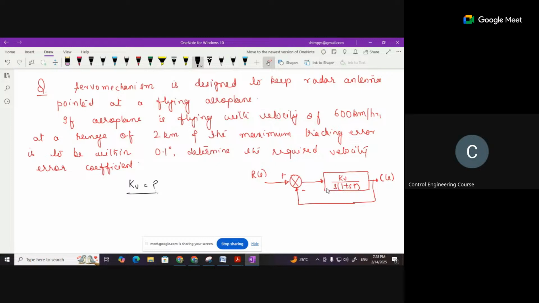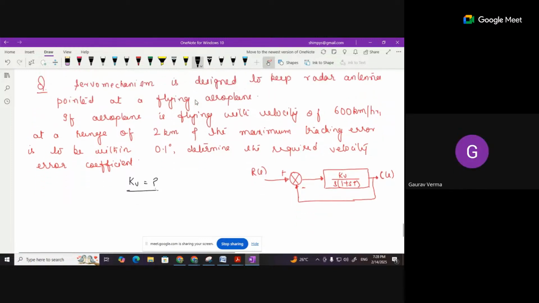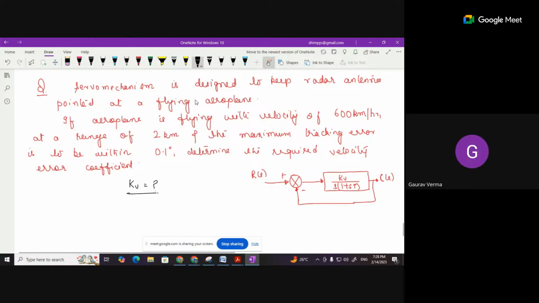You have to have this to solve the problem, or otherwise the gain of that servo mechanism should be given in the problem as such. The gain of the servo mechanism is Kv by s(1+sT), and that servo mechanism is a unity feedback system, right?